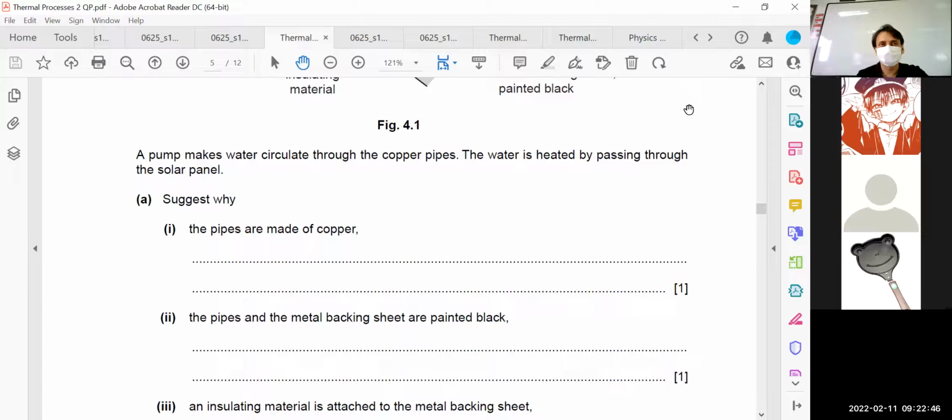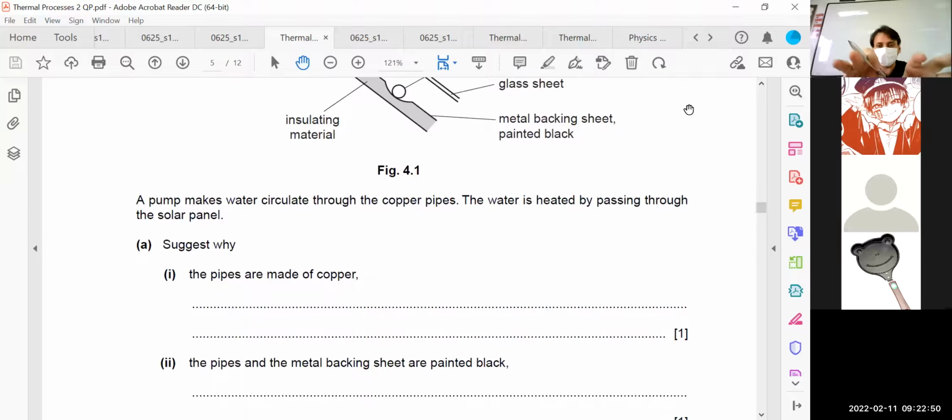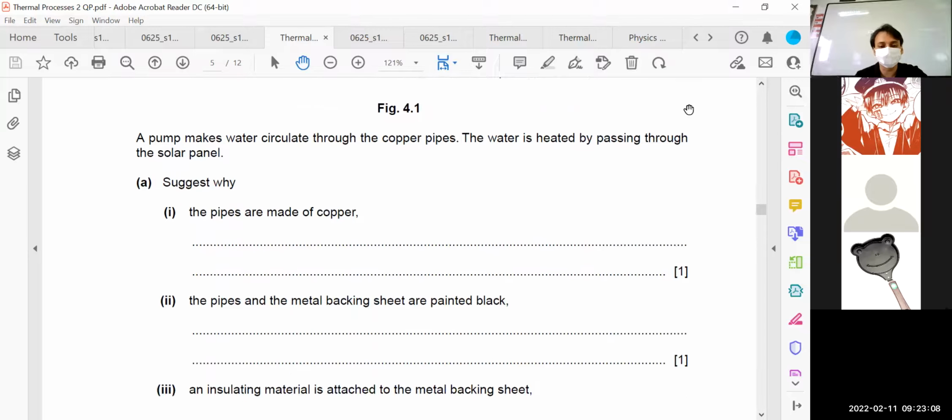Because they're good conductors of heat, with high heat capacity. Water is flowing through the pipes, and the pipes are made of copper, the best conductor, so they can conduct heat energy. So the reason for this answer, I'm just speaking, children: the pipes are made of copper so that they conduct heat better.